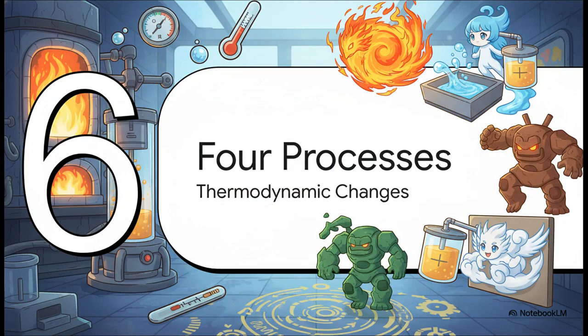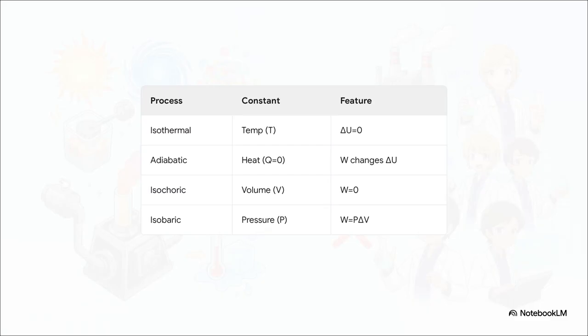And finally, Section 6, the 4 thermodynamic processes. This is a must-know matrix contrasting the 4 main processes. Let's break them down. In an isothermal process, temperature is constant. Since internal energy depends on temperature for an ideal gas, delta U is 0, meaning all heat equals work. In an adiabatic process, the walls are completely insulated, so heat flow is 0. Therefore, any work done directly changes the internal energy.